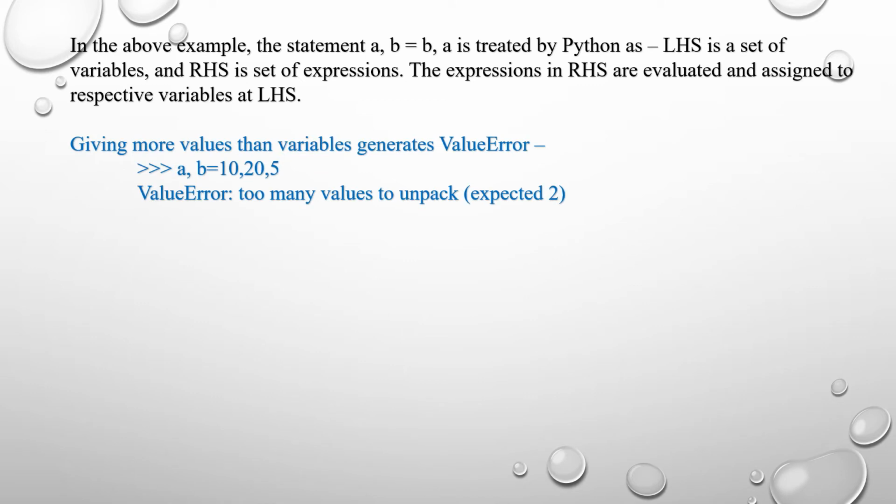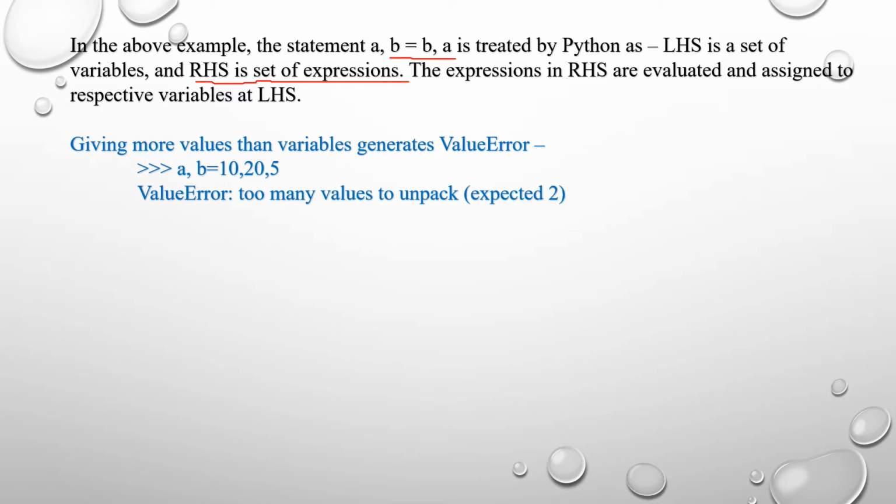In the above example, the statement a comma b is equal to b comma a is treated by Python as the LHS being a set of variables and the RHS being a set of expressions. The expressions in the RHS are evaluated and assigned to the respective variables at the LHS.